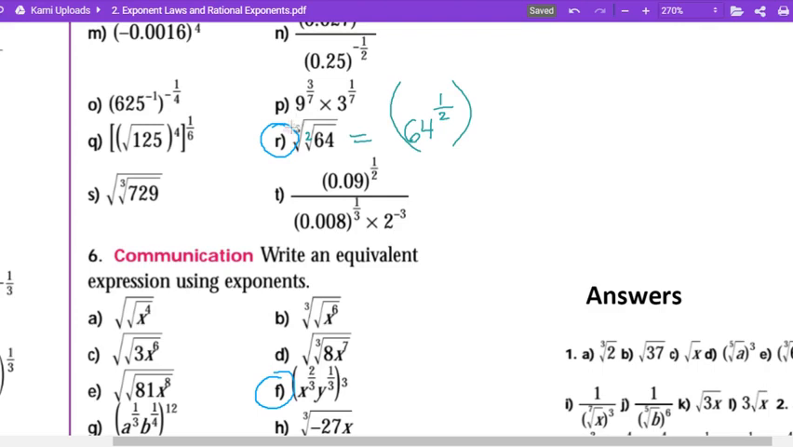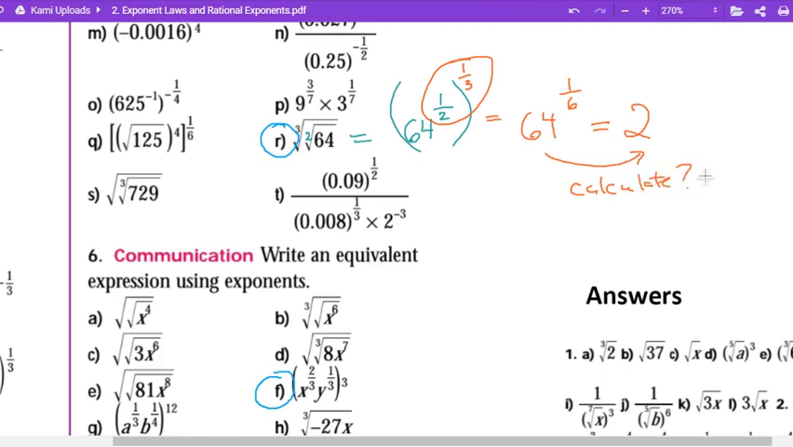And then I'm taking the cubed root, so I can rewrite that as 1 over 3. I will now multiply these two exponents to get 64 to the power of 1/6. I would like you to figure out how to punch this into your calculator to get the answer. I'll tell you what the answer is, because the square root of 64 is 8, and the cubed root of 8 is 2. Can you calculate this? If you can't, let's talk about it Monday, but you need to know how to use your calculator.